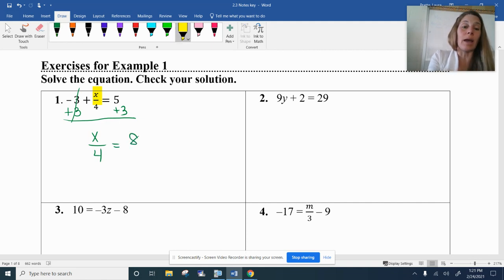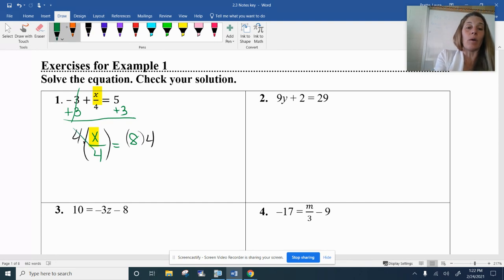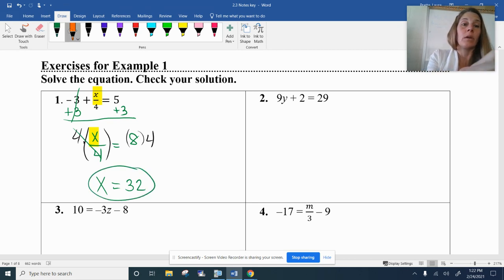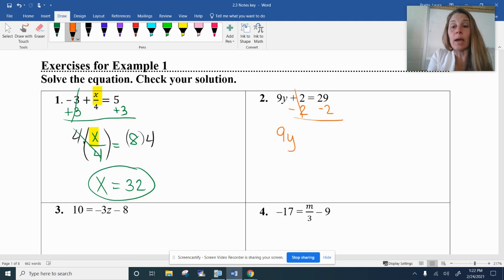Now, in order to get my x by itself, I need to get rid of the 4, which currently is being divided. So my inverse operation for that would be to multiply both sides. So now I'm left with x, and on the other side, 8 times 4, which is 32. Okay, number 2. Remember, the addition subtraction is what we want to do first. So we're going to subtract that 2. Then we're left with the 9y equals 27.